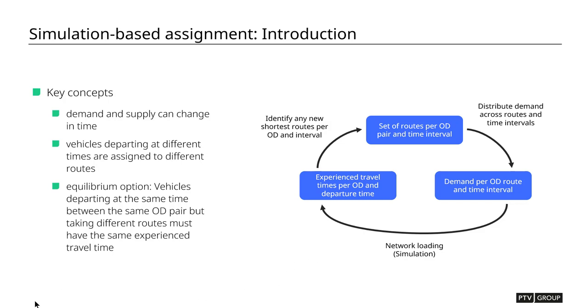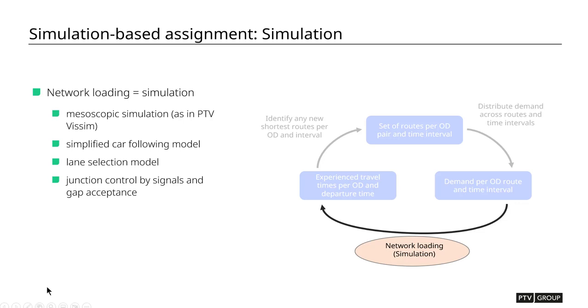So now let's have a look at the simulation. The science behind the mesoscopic simulation is the same as in PTV Visum. We use a simplified car following model. Then we have a lane selection model, and junctions are modeled by signals and by gap acceptance. And now we will have a look at each of these features in more detail.